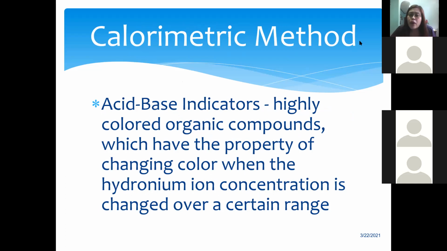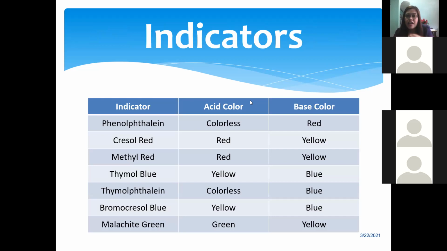To be exact, we call them acid-base indicators. They are highly colored organic compounds, and their color changes if there is also a change in the hydronium ion concentration. Meaning, to simplify, when the pH of the substance changes, the color of the indicator also changes. Okay? That is the use of an indicator.